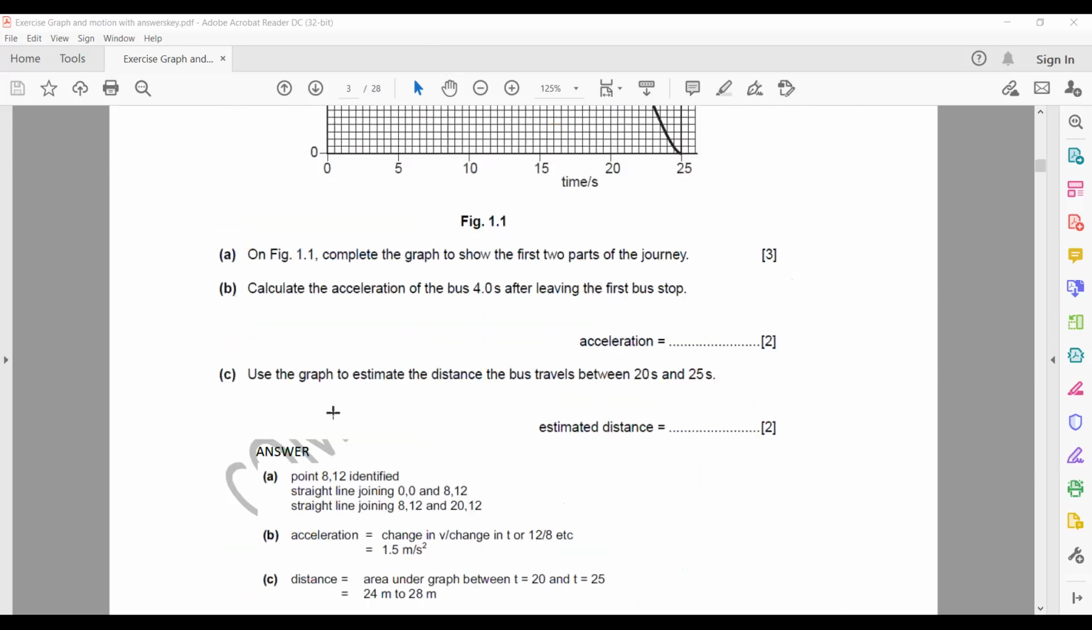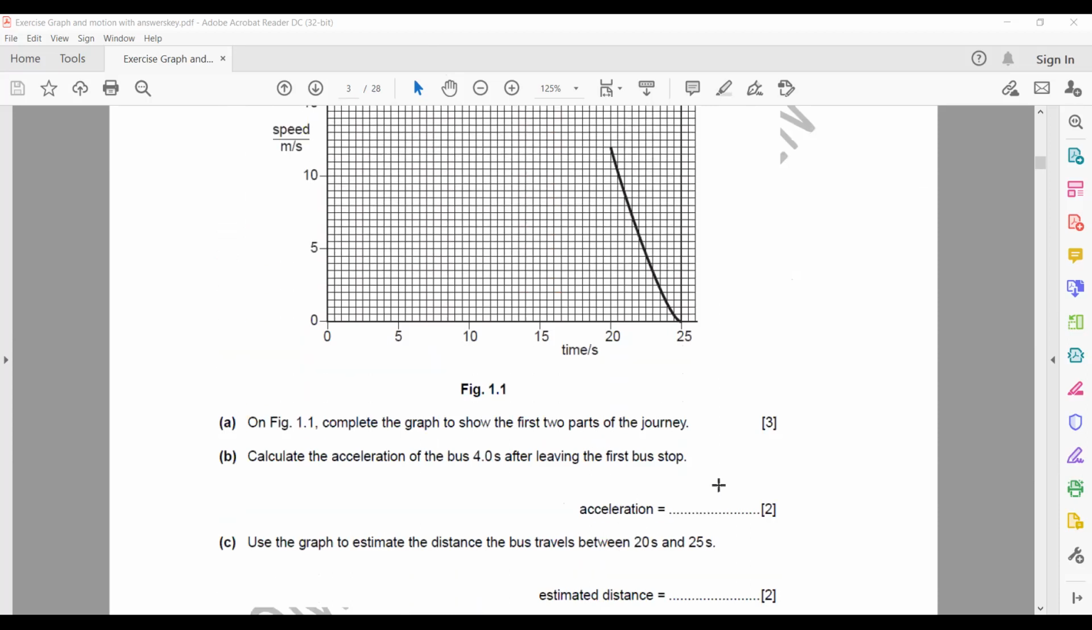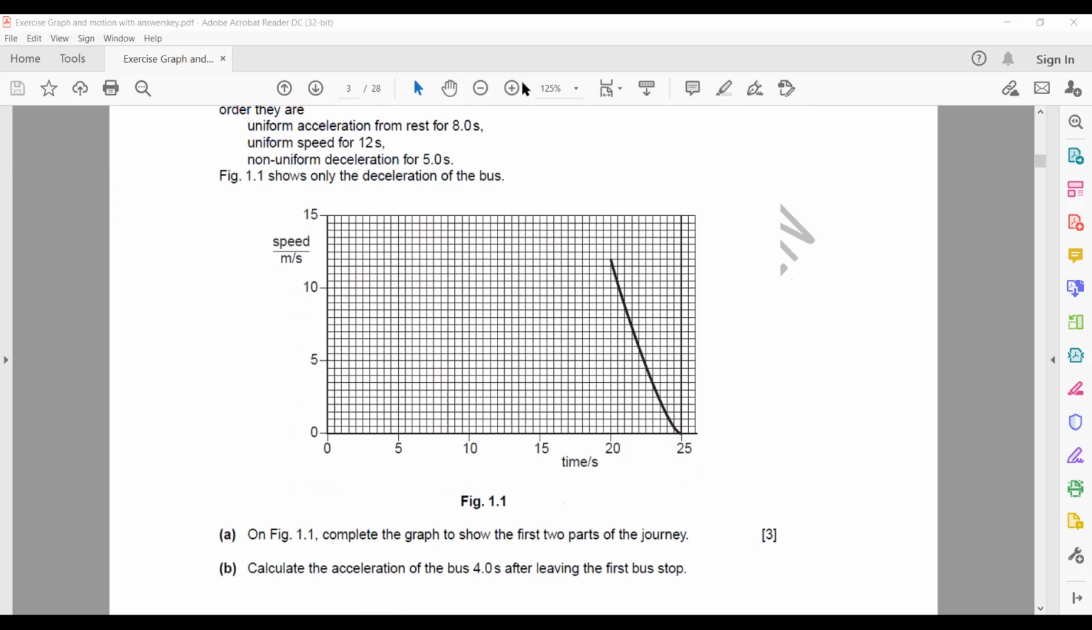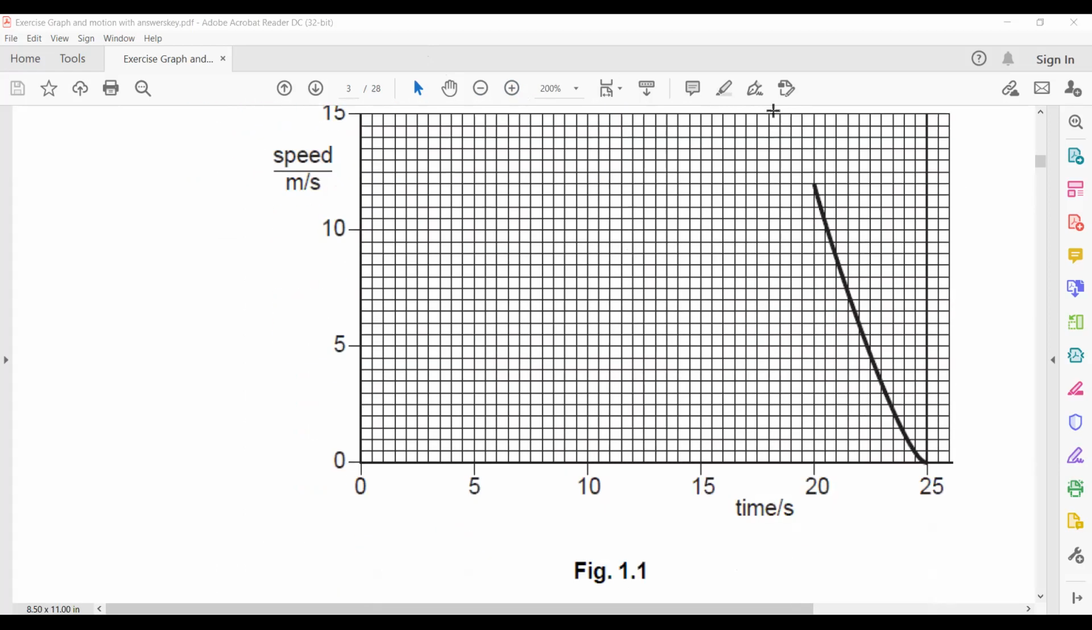Then use the graph to estimate the distance traveled by the bus from 20 seconds to 25 seconds. So we have to calculate the distance traveled from 20 to 25. So only this part we have to estimate, as I mentioned. So what shape does it appear? It is not an accurate triangle, but it appears to be a triangle. But not an exact triangle.